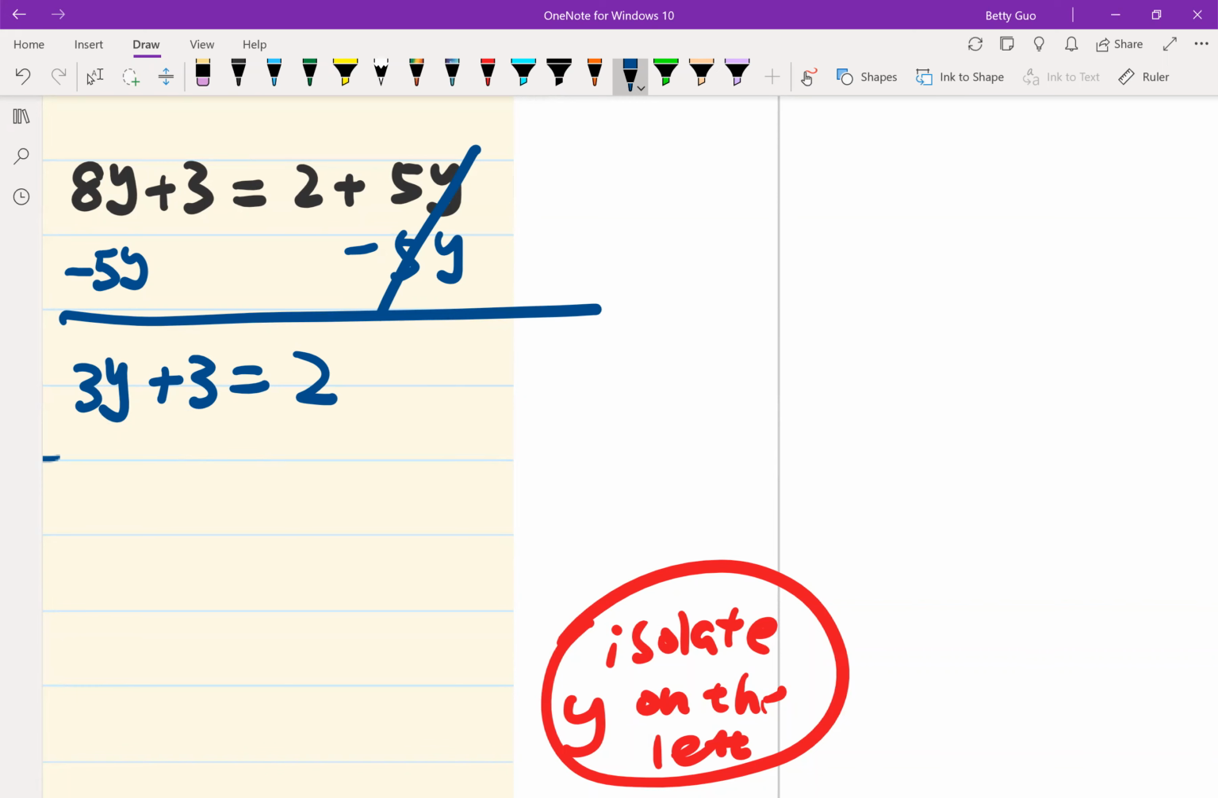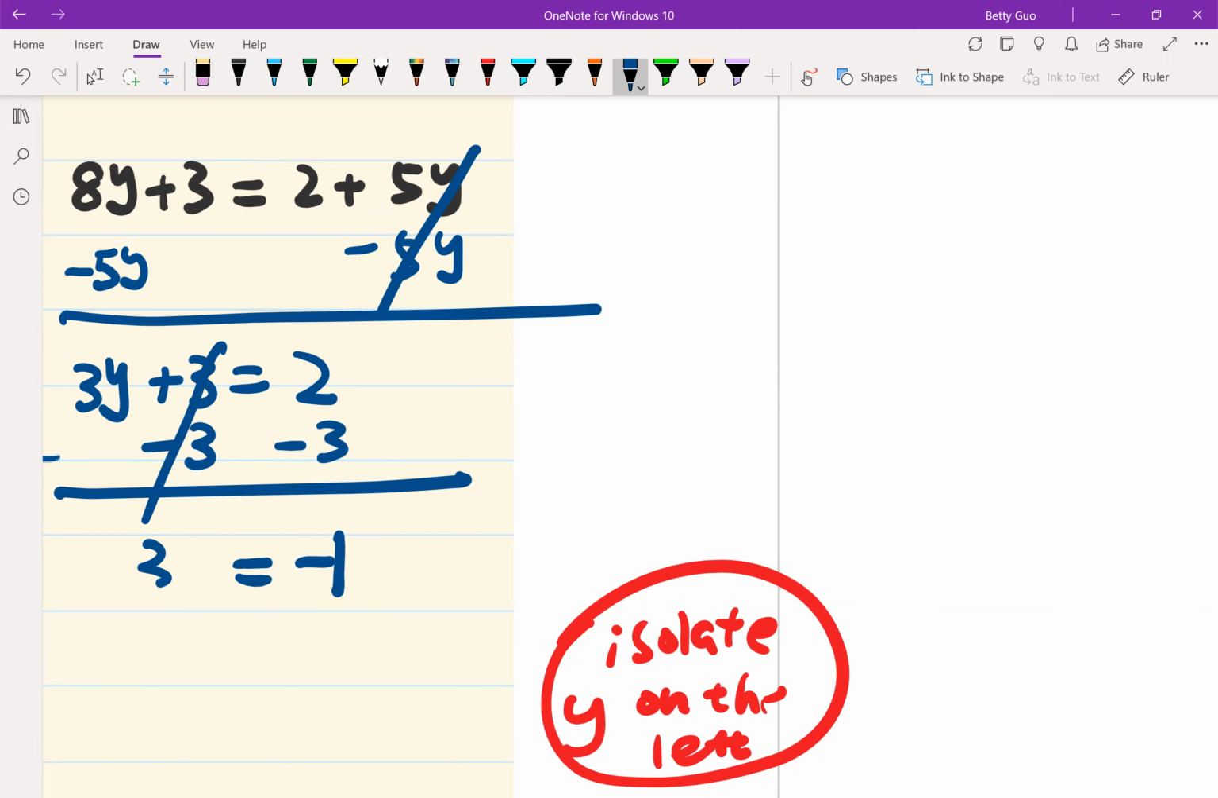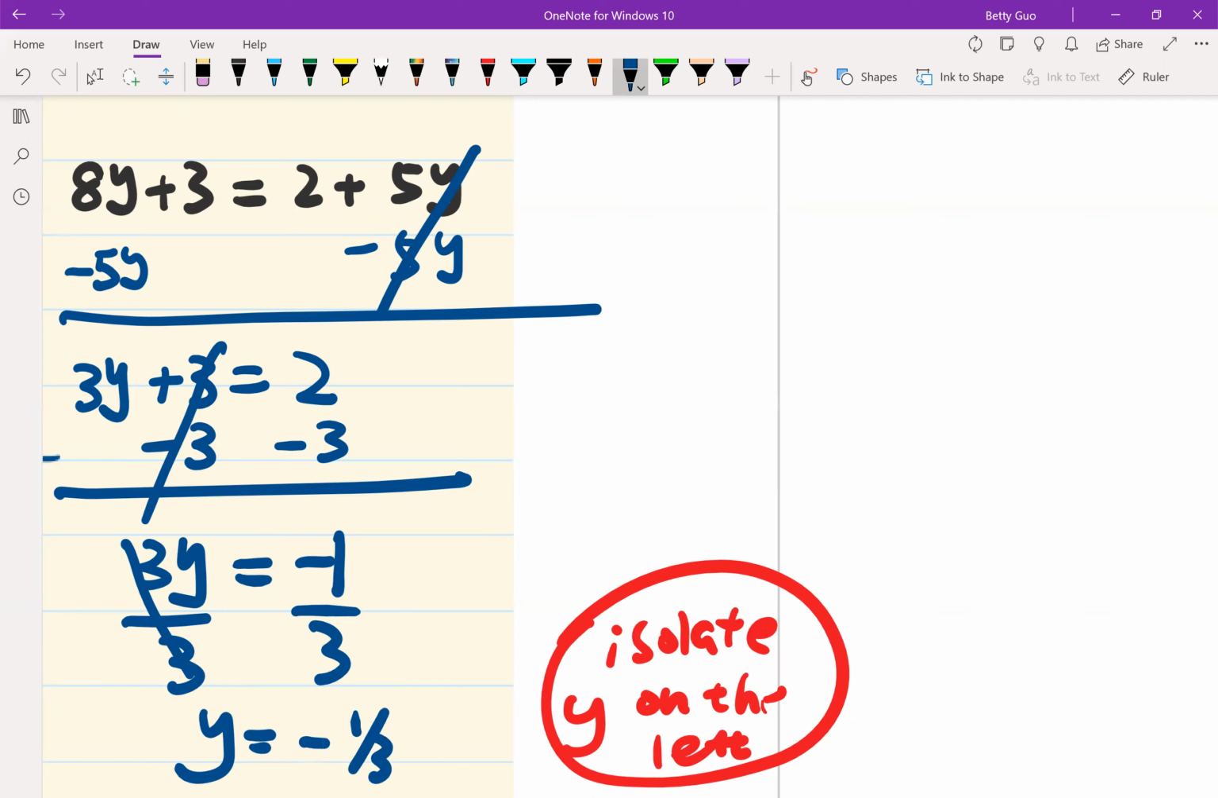You want to isolate the y on the left. Of course, this is a constant. You need to get rid of this constant, +3, from the left, right? The opposite of +3 is -3. So you can subtract 3 from both sides. On the right, 2 minus 3 is -1. On the left, +3 and -3 cancel. So you have 3y on the left. One more step. Divide both sides by 3, which is the coefficient of y. 3 cancels 3. We have y isolated on the left. On the right, we have negative 1/3.